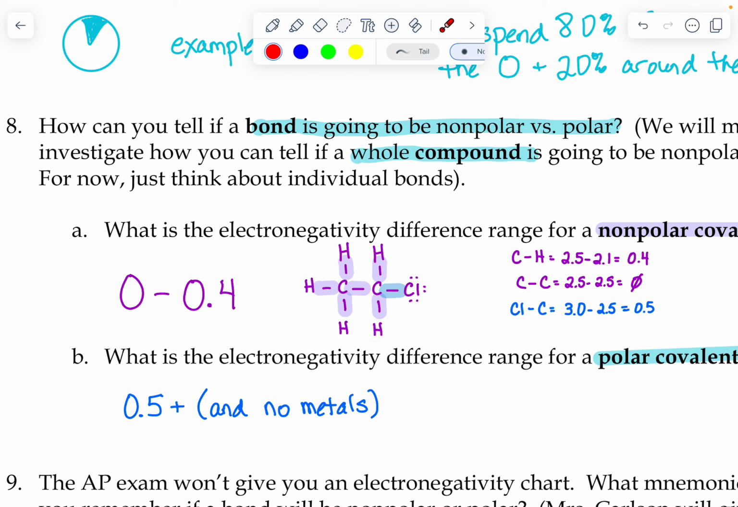If you look up chlorine's electronegativity value, you would find 3.0 minus carbon's of 2.5, a difference of 0.5. So that's why I have this bond here. The carbon-chlorine bond is highlighted in blue, where all the other ones are highlighted in purple. So you use electronegativity differences when you're looking at individual bonds. We will soon see how to know if we would call an entire compound polar or not. We'll learn how to do that soon, okay?